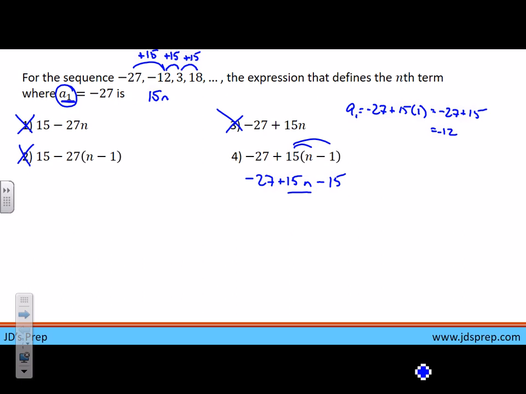Checking in number 4, if I plug in n equals 1 here, I'll have a1 equals -27 plus 15 times 1 minus 1, but 1 minus 1 is 0. So we'll have -27 plus 15 times 0, and 15 times 0 is 0, so we have -27 plus 0, which is -27, the a1 term that we want. So the correct definition for our nth term of this sequence is going to be number 4, -27 plus 15 times n minus 1.